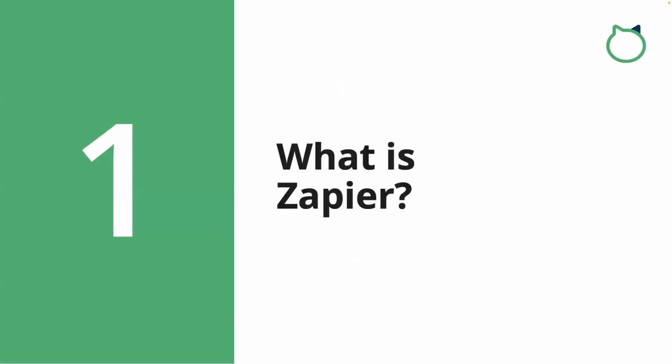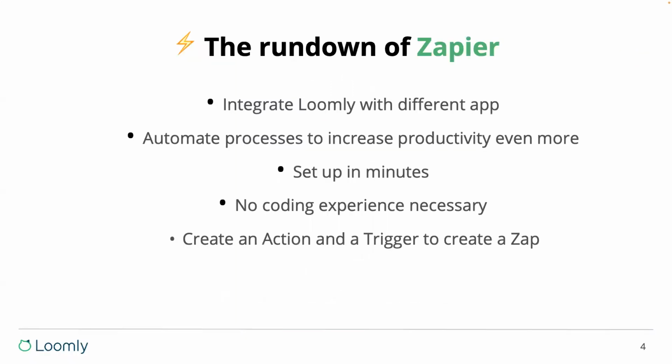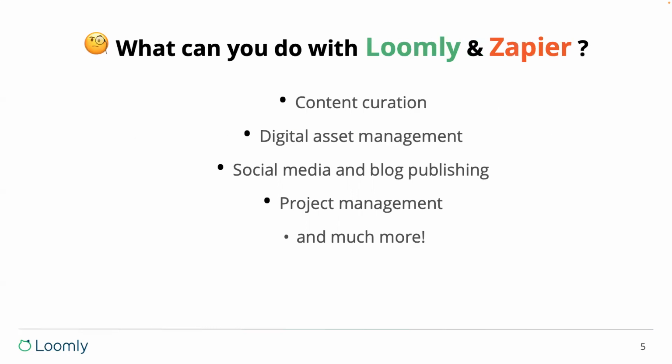So first, I wanted to go over Zapier in case you aren't familiar with their amazing platform. Zapier helps you connect different apps to Loomly through our Zapier integration. It allows you to connect other apps and move information between the apps of your choice. This in turn will help you increase you and your team's productivity even more by automating processes. So what can you do with Loomly and Zapier?